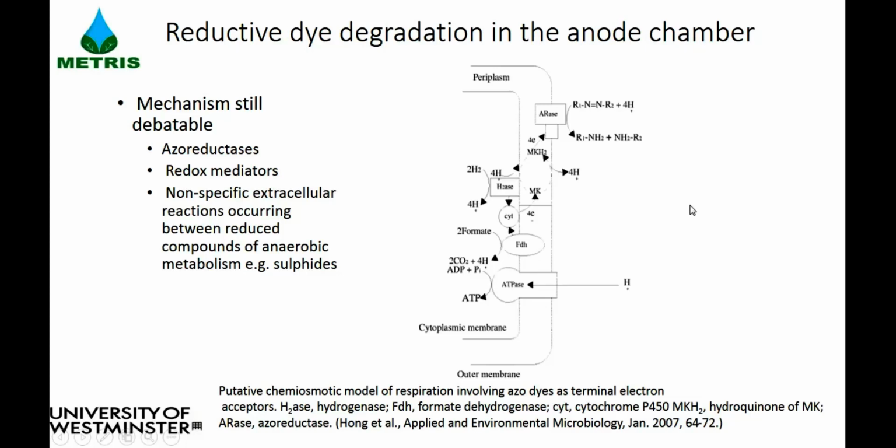There is also another theory where it is thought that some non-specific reactions, for example involving sulfides, which are commonly produced under dynamic conditions. So if you add sulfide, again that can interact with the dye, reducing it in the process. So we think that the dye in the anode is not actively taken up for metabolism, but it gets degraded somehow by a number of mechanisms which are not exactly understood at the moment.